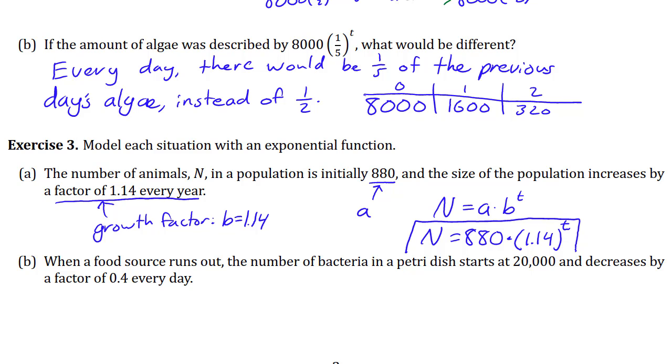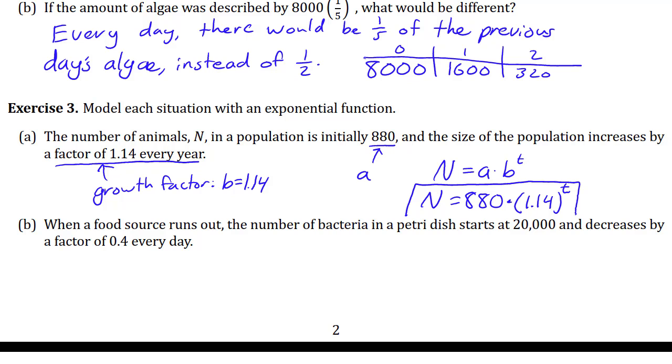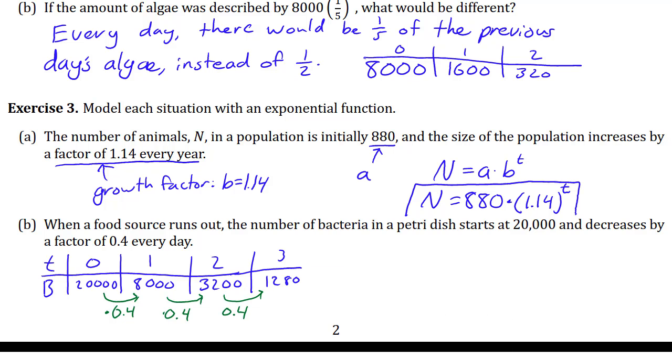So, all right, let's look at B. When a food source runs out, the number of bacteria in a petri dish starts at 20,000 and then decreases by a factor of 0.4 every day. So just to give you an idea what this looks like, I'll show you a table. So starting at 20,000 when t equals 0, every time 1 day goes by, it gets multiplied by 0.4 again. So 20,000 times 0.4 is 8,000. 8,000 times 0.4 is 3,200. That times 0.4 is 1,280.